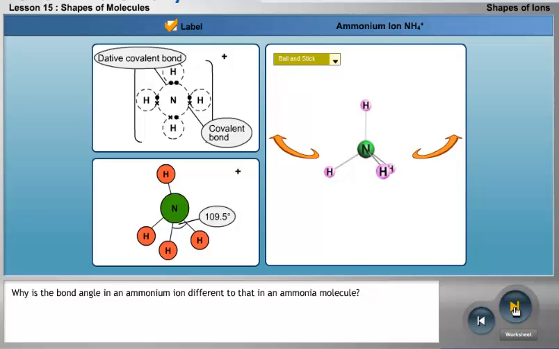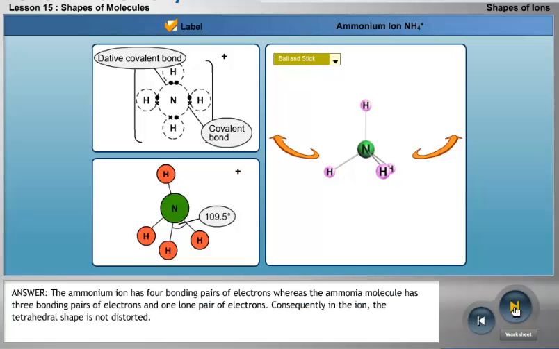Why is the bond angle in an ammonium ion different to that in an ammonia molecule? Answer: the ammonium ion has 4 bonding pairs of electrons, whereas the ammonia molecule has 3 bonding pairs of electrons and 1 lone pair of electrons. Consequently, in the ion, the tetrahedral shape is not distorted.